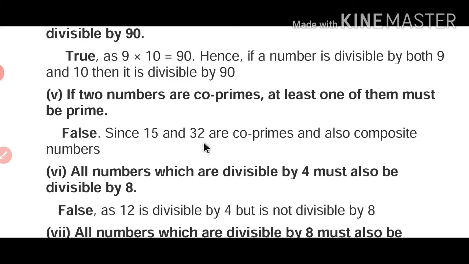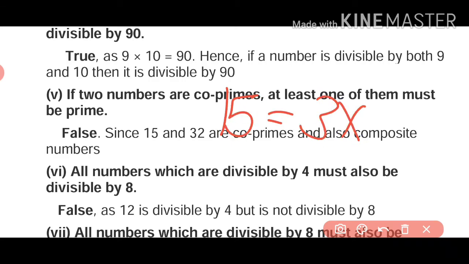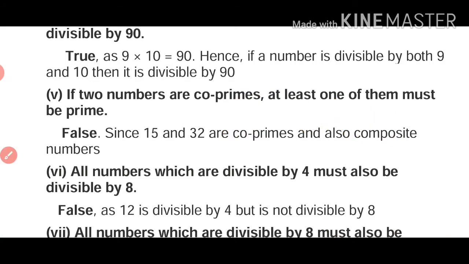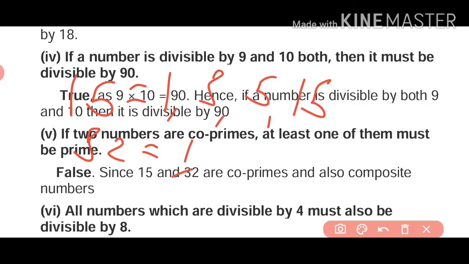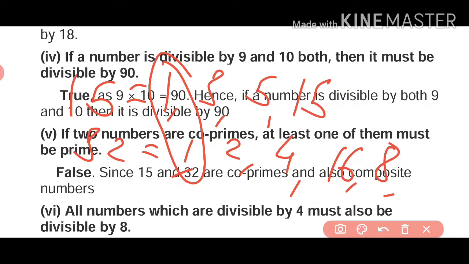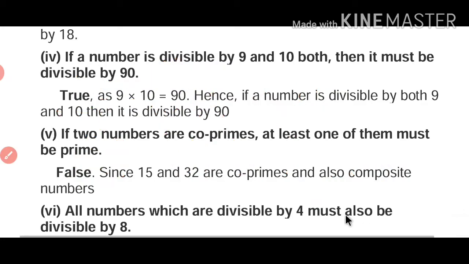If we find the factors of 15, 15 can be written as 3 multiply 5, or we can write its factors are 1, 3, 5, 15, and factors of 32 are 1, 2, 4, 16, 8. These are the factors of 32, and you can see that the only common factor is 1. It means 15 and 32 both are co-prime numbers, but you can see that 15 and 32 both are composite. It is not that one of them must be prime.